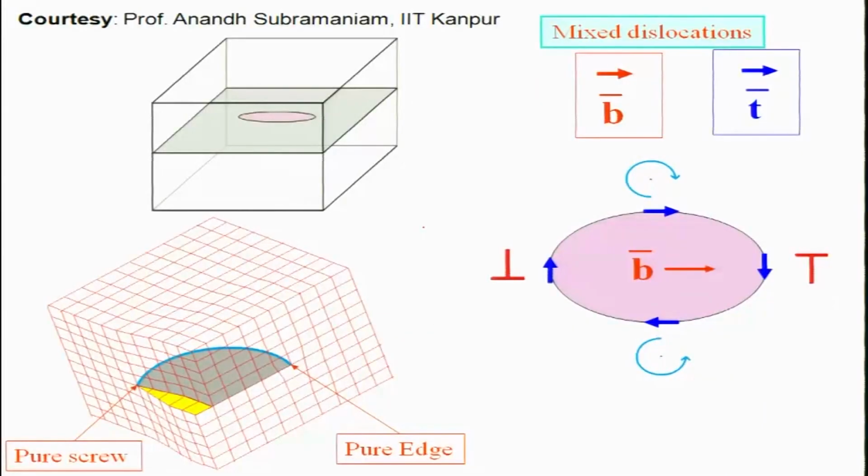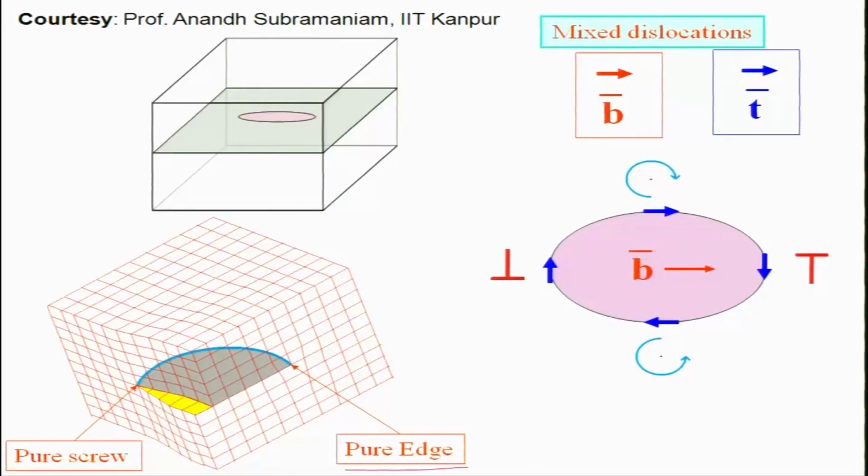You do not have pure edge or pure screw. What happens in real life is that you have a dislocation structure in which you have a mixed dislocation. So for mixed dislocation, for example, this is a part of the crystal. You can see on the right face of the crystal you have an extra row of atoms here. So this is the edge dislocation. So this is pure edge.